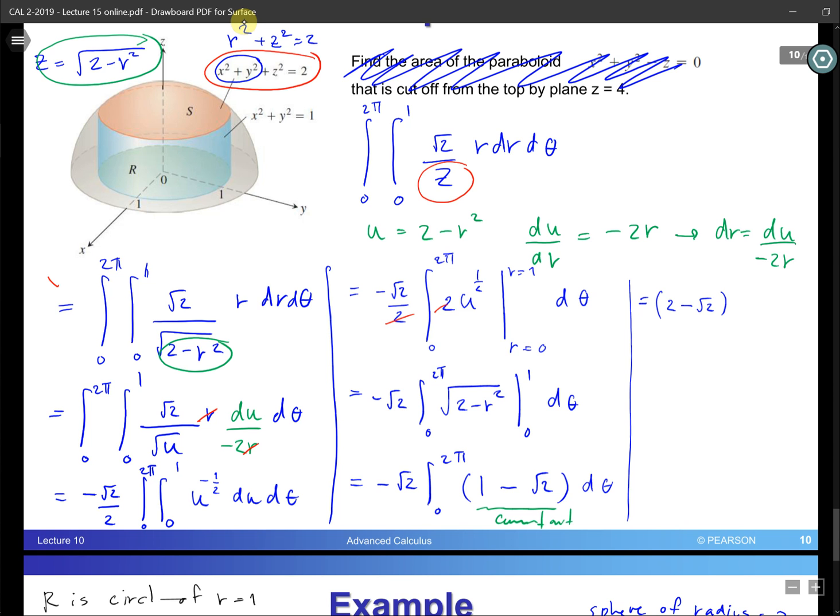Right, and then inside we still have this integration from 0 to 2 pi with respect to theta, nothing in there, so in the end you get 2 square root of 2 pi minus 0. So the answer for this is 2 pi times 2 minus square root of 2, and that is the area for this piece up here, the top of the sphere. Right, the surface area of the surface.